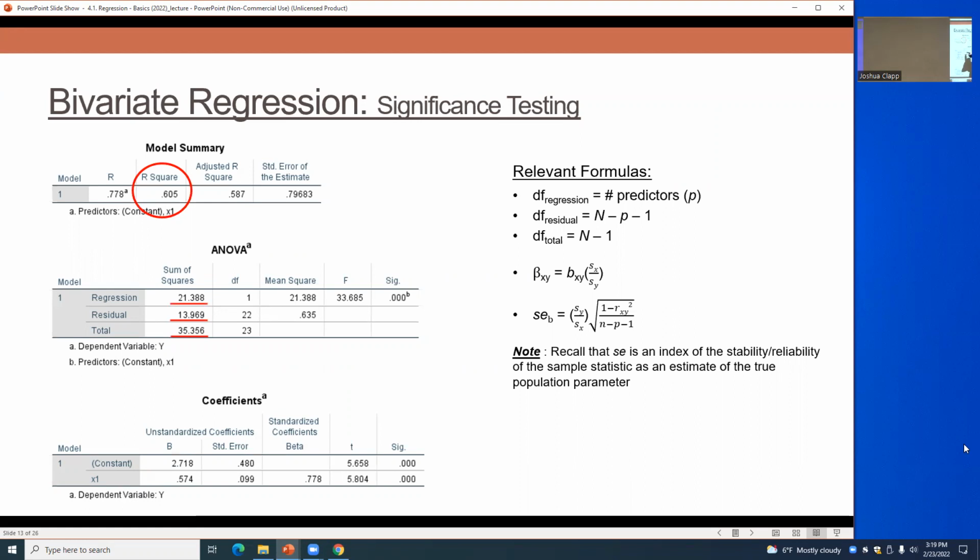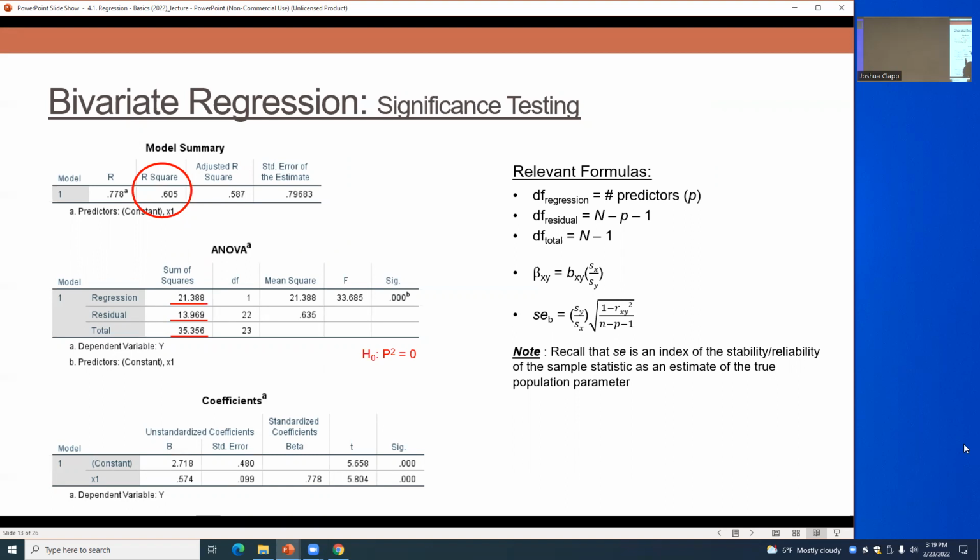Here's my sum of squares regression. This is the sum of the squared deviations, for all cases in my set, between the predicted value and the mean. My sum of squares residual is the sum of the squared deviations of all observations from the predicted value, right? And if we add this plus this, we get this, okay? And then we just run our usual ANOVA table here.